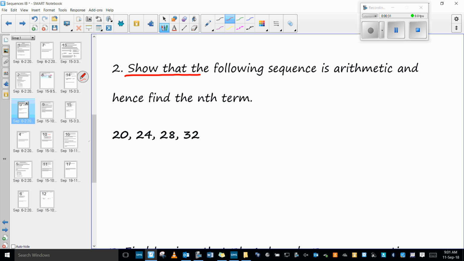A lot of these questions ask you to show that. It's not crazy maths, it's not really challenging maths in that respect, but you just have to understand what you're trying to do. So if we call this U1, U2, U3, U4, we could say that U2 subtract U1 is 4, U3 subtract U2 is 4, and U4 subtract U3 is also 4.